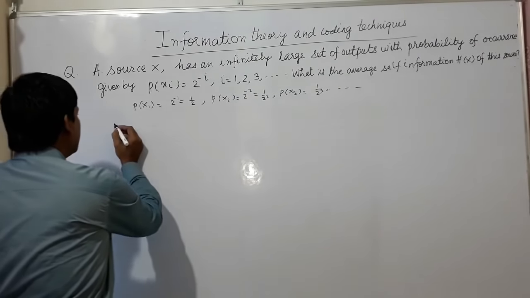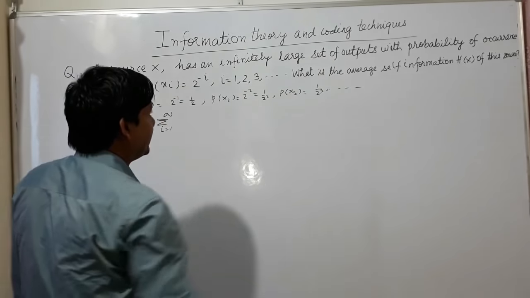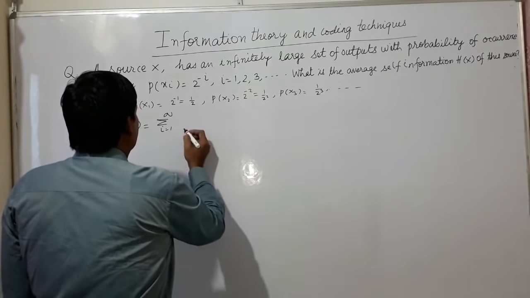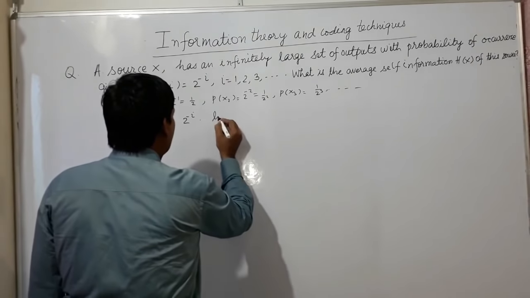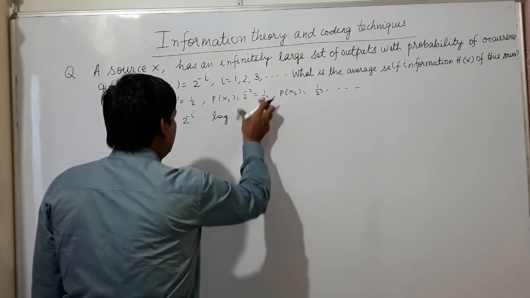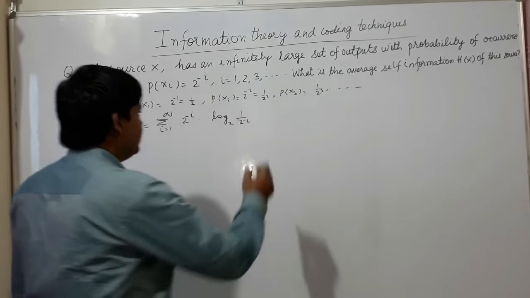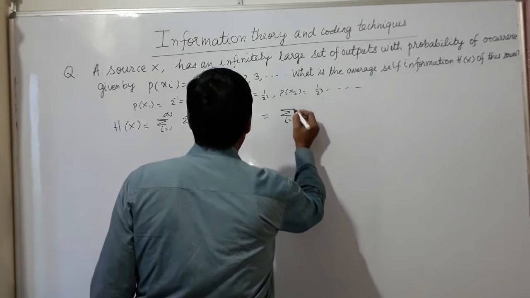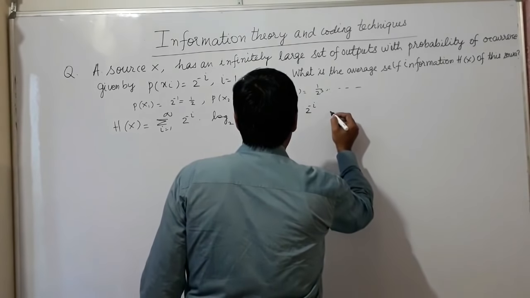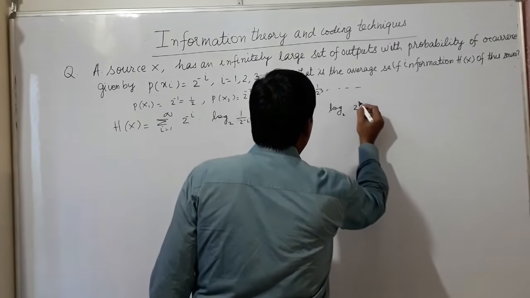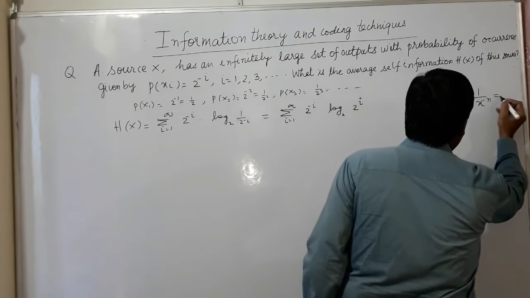And entropy of the source, H(X), will be given by the summation from i equal to 1 to infinity, because it's an infinitely large set of symbols. Then what we have to do is probability 2 to the power minus i into log of 1 upon 2 to the power minus i, base 2. What will happen here will be equal to summation of i equal to 1 to infinity 2 to the power minus i log base 2 of 2 to the power i, because we know 1 upon x to the power minus n is the same as x to the power n.